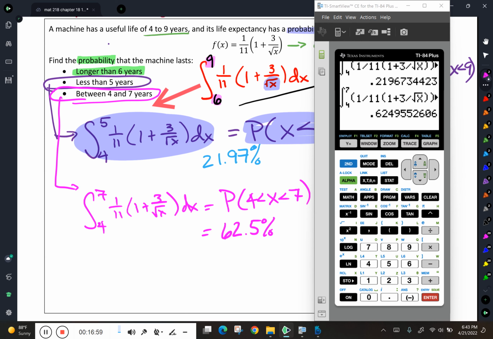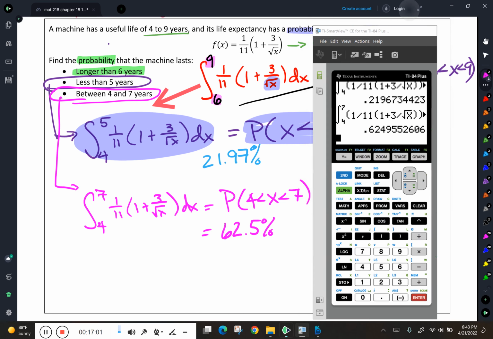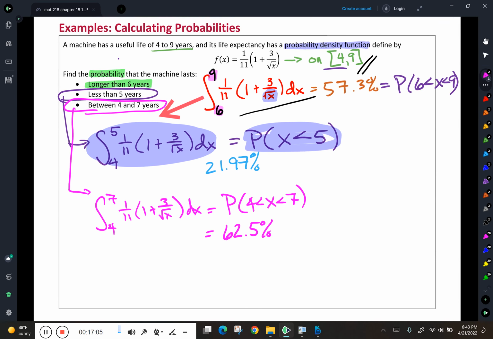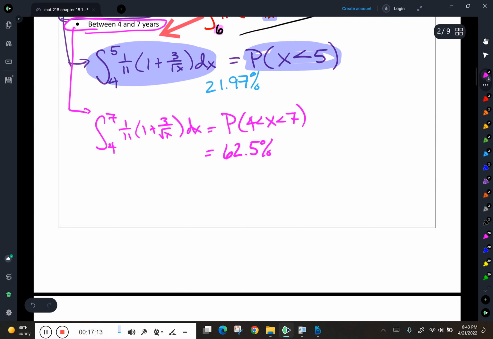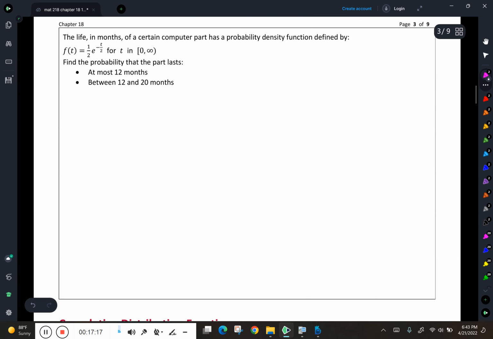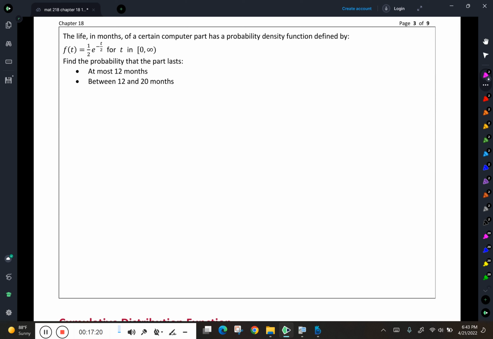Well, this isn't too bad. My job here is to find probabilities for a probability density function. Probability density function just means integrate. And I can do it by hand if I want, or I can use some sort of technology. My calculator is wonderful for this. All right. How about this one? The life measured in months of a certain computer part has a probability density function defined as f of t equals 1/2 e to the negative t over 2 for t in the interval 0 to infinity.